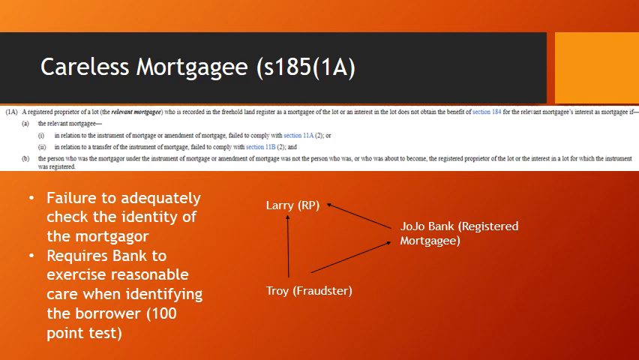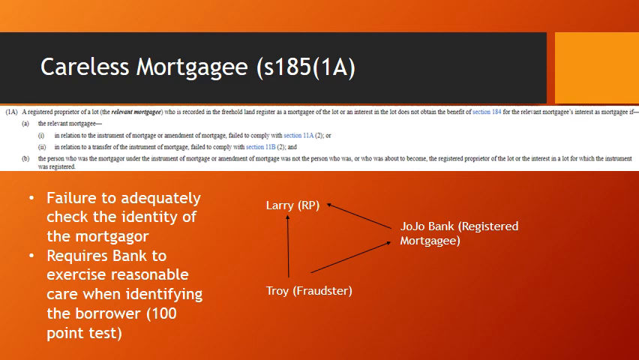If you have Larry, who's the registered proprietor, look at this example on the right-hand side. He's the owner of the fee simple. Then Troy, who doesn't know Larry at all, goes to the bank and says, Jojo Bank, my name is Larry. And Jojo Bank says, hello Larry. And then Troy, who's posing as Larry, says, I would like to apply for a loan and here's my property. At this stage, Jojo Bank thinks that Troy is Larry, but in actual fact Troy is Troy.